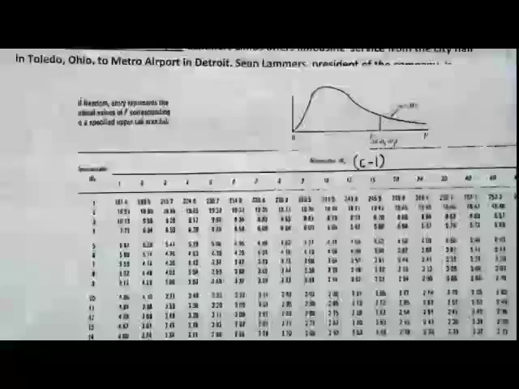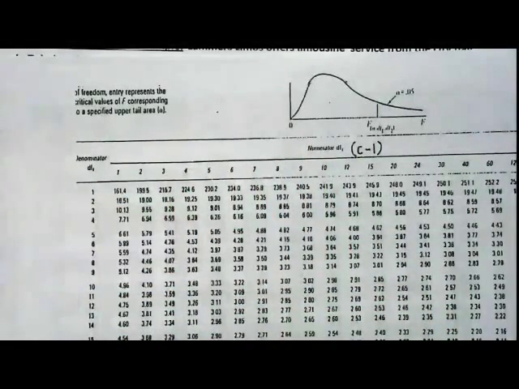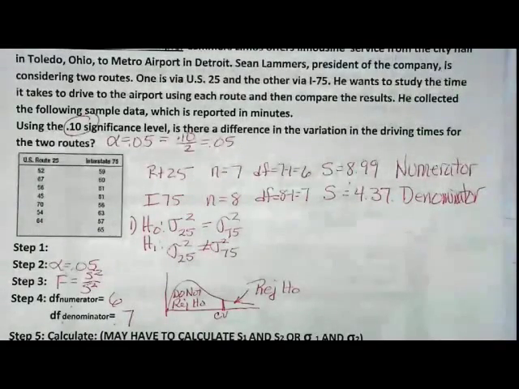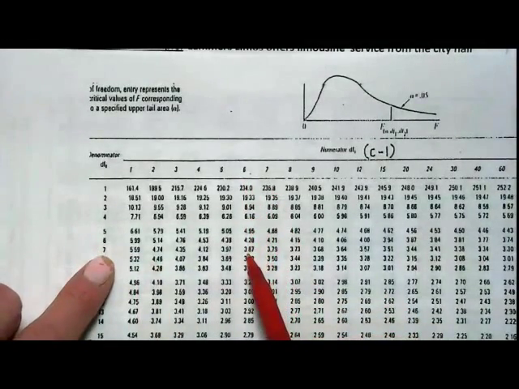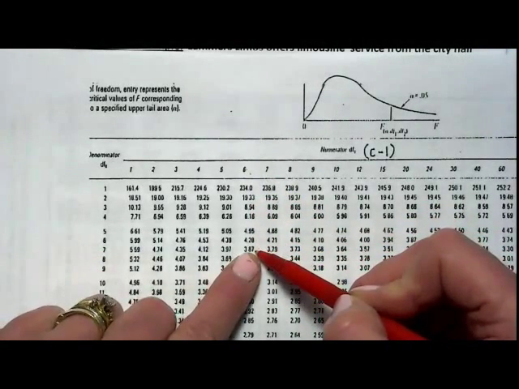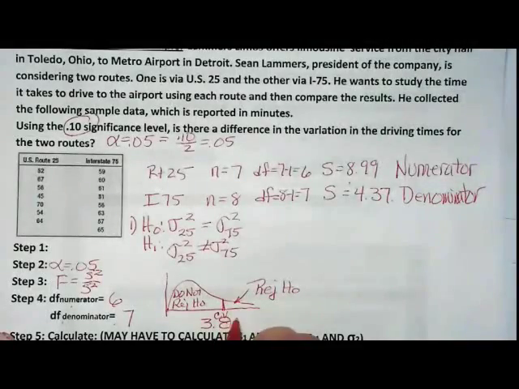But I'm going to show it to you right here. We have degrees of freedom, and I label numerator and denominator. This is your denominator degrees of freedom, numerator. It was 6. Let's see, 6 and 7. 3.87 is our critical value on the F table.